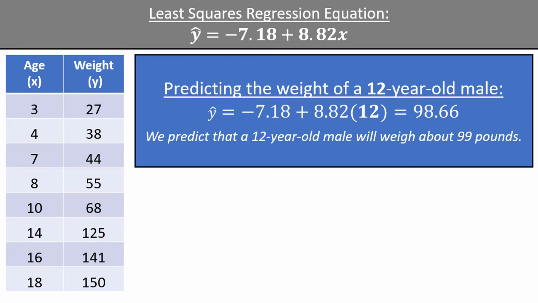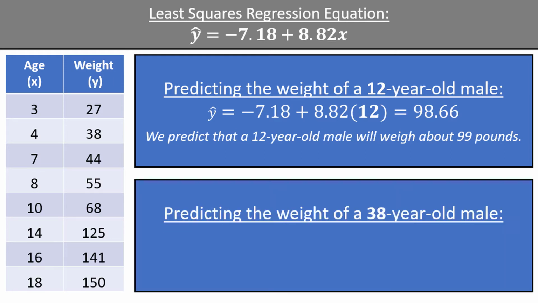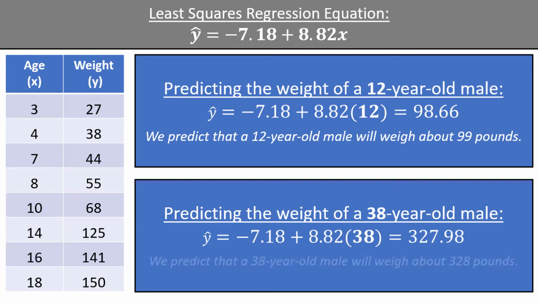Let's try another one. What if we have a male that is 38 years old? How heavy would our model predict this individual to be? Well, we have y hat equals -7.18 plus 8.82 times 38, which simplifies to 327.98. We predict that a 38-year-old male will weigh about 328 pounds. Something doesn't seem right here. I wonder if you can put your finger on it.